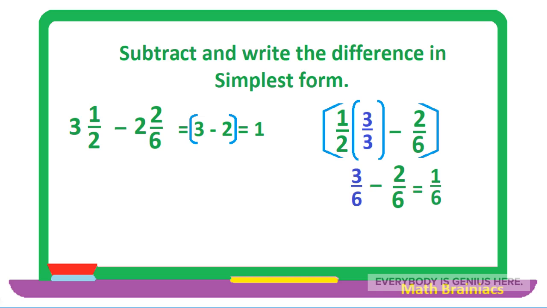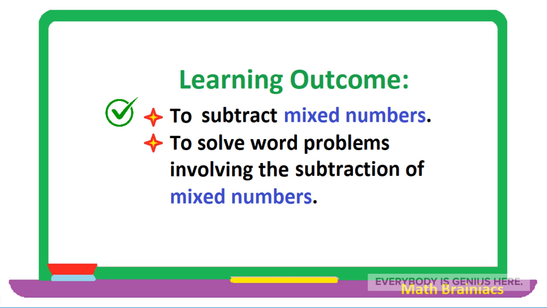3 minus 2 will give us 1. So, our fraction is 1 over 6. We can add now the difference of the whole number and the fraction, which is 1 plus 1 over 6. And it will give us 1 and 1 over 6. Accordingly, we have learned how to subtract mixed numbers. It is easy, right?